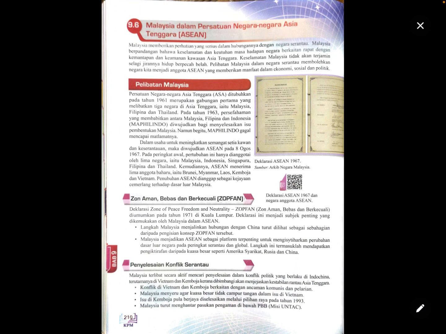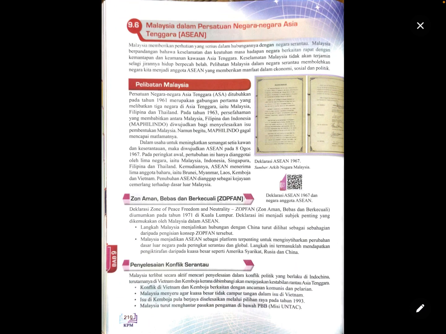ASA was formed because they are close to each other, while Mafilindo was because of the issue with Malaysia being formed. If you remember correctly what happened with Sabah and Sarawak. But Mafilindo didn't really do much. So in the end, because they decided to become closer with each other, they made ASEAN.